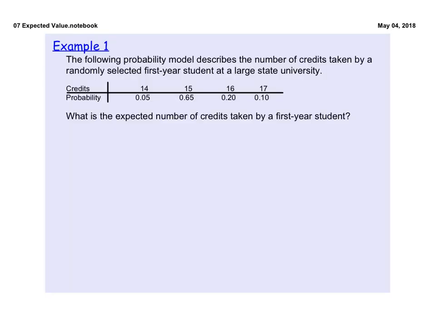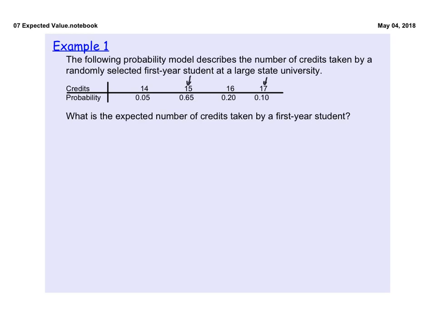So in this situation, it says the following probability model describes the number of credits taken by a randomly selected first-year student at a large state university. Now, the average, you may know, is most kids take about 15 credits, okay? Maybe one more credit or one less credit. Taking 17 credits in a semester in college is not very common, is what I'm trying to say.